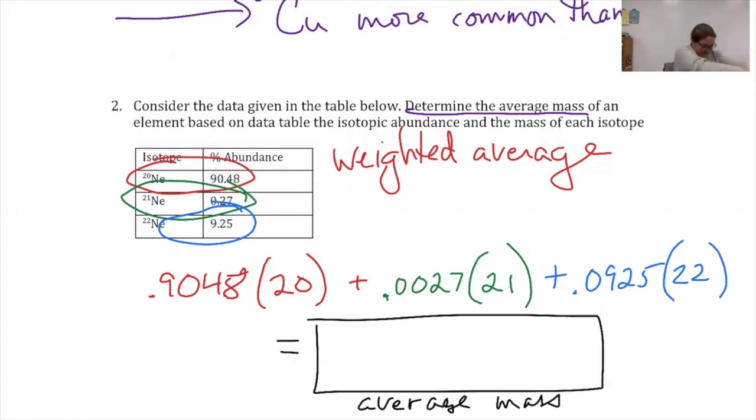Okay, so I'm going to take my calculator: 0.9048 times 20 plus 0.0027 times 21 plus 0.0925 times 22. I get a value of 20.188. And does that make sense? If you look at what the mass of neon is in the periodic table, this should be pretty close. And so it's easy to check to see if your answer makes any sense.